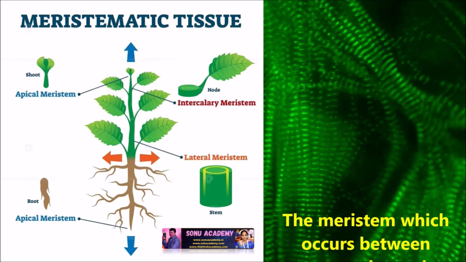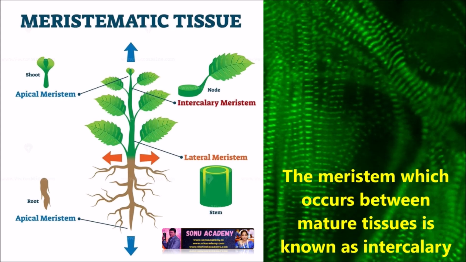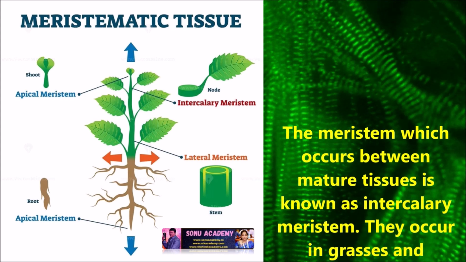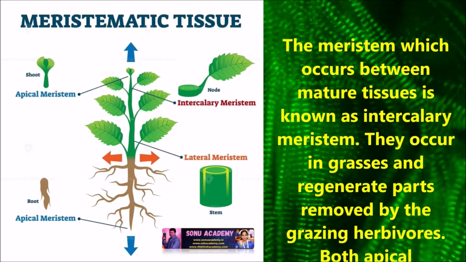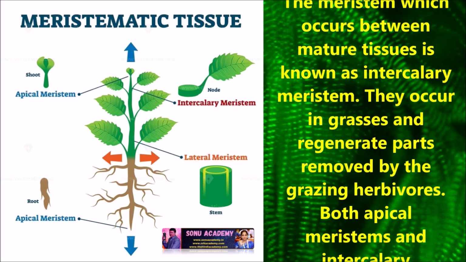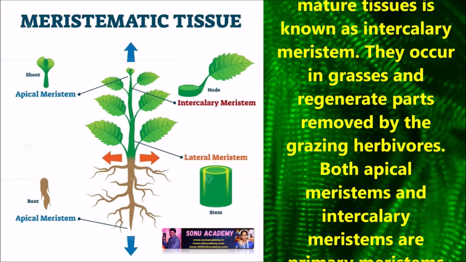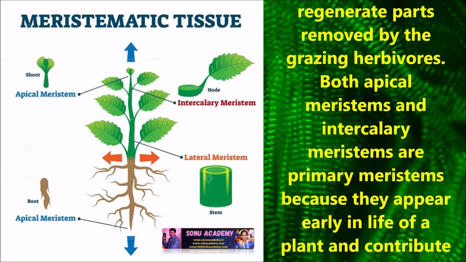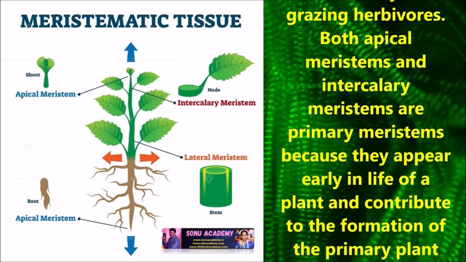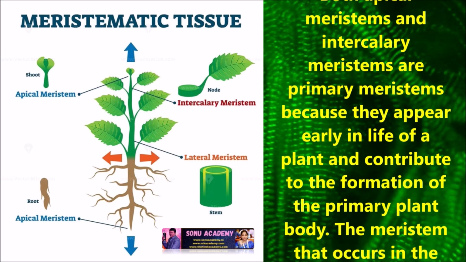The meristem which occurs between mature tissue is known as intercalary meristem. They occur in grasses and regenerate parts removed by the grazing herbivores. Both apical meristem and intercalary meristems are primary meristem because they appear early in the life of a plant and contribute to the formation of the primary plant body.